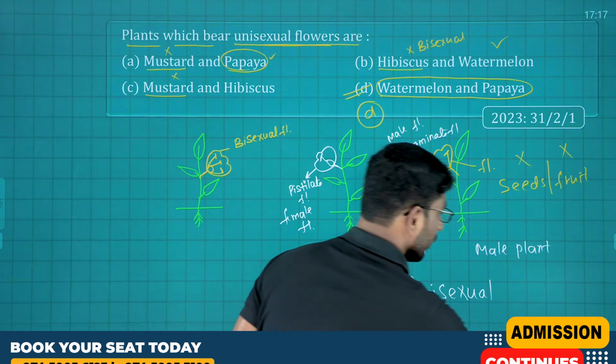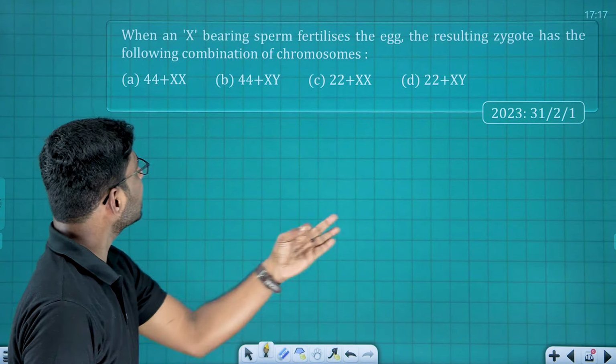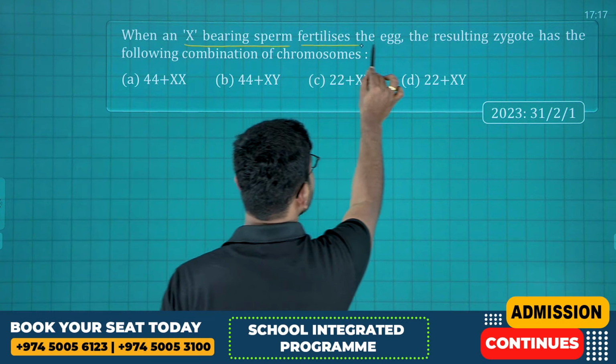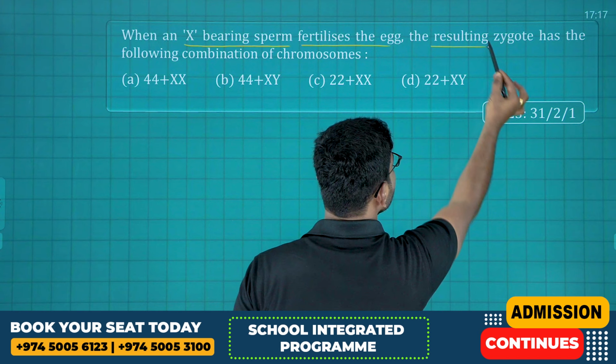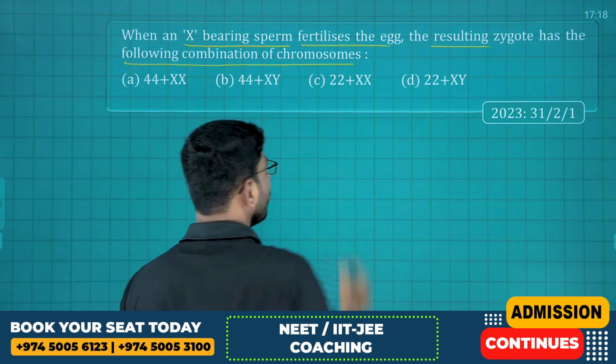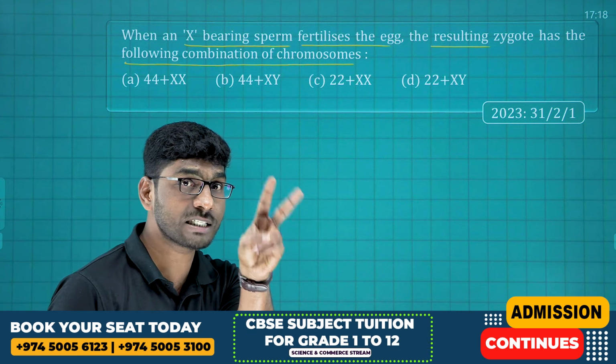Okay. Next question. Look at the next question. When an egg-bearing sperm fertilizes the egg, the resulting zygote has the following combination of chromosomes. I told you two times in this entire session. Two questions I explained this one.